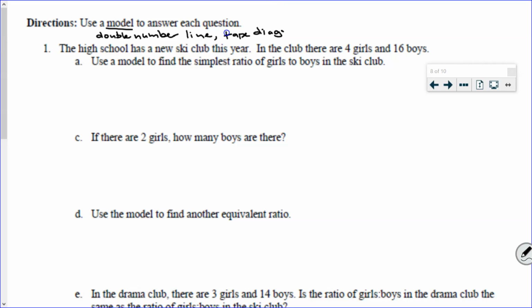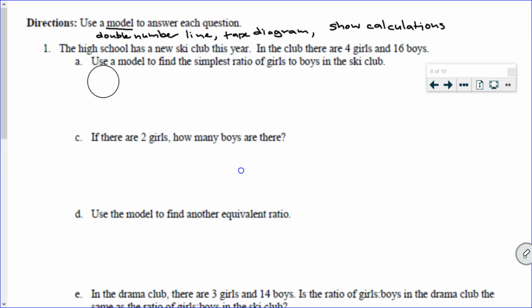I, however, will not be using those models. I am just going to show the calculations. So that's your final option, is just show the calculations. When I'm showing work, I'm going to show the calculations. If you like the double number line or the tape diagram, you can do it that way.